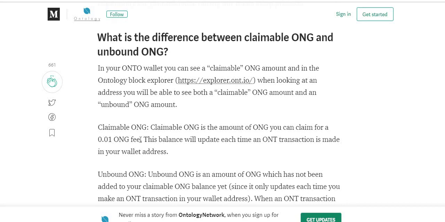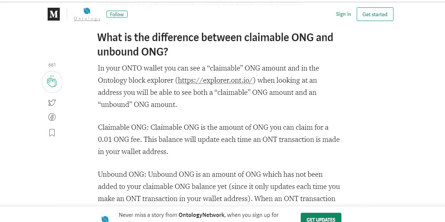And then what this article doesn't talk about, I don't think, is that if you're going to claim ONG from your wallet, that takes 0.02 ONG. But basically what it's saying here is that you will see ONG appear in your wallet, but it's not bound to your account yet.